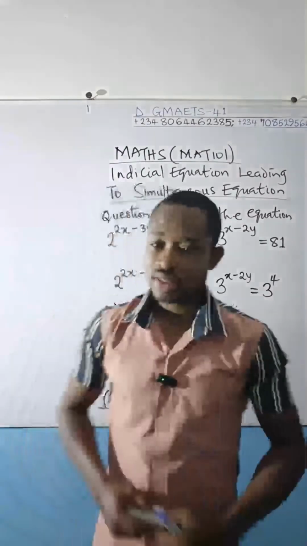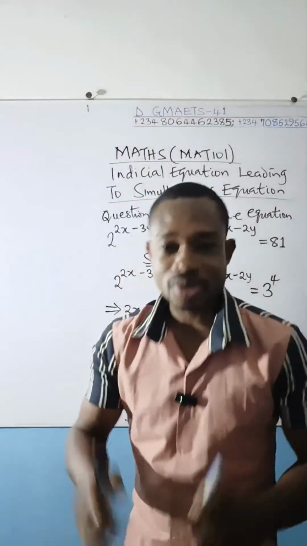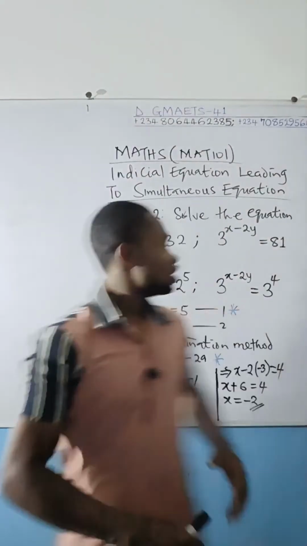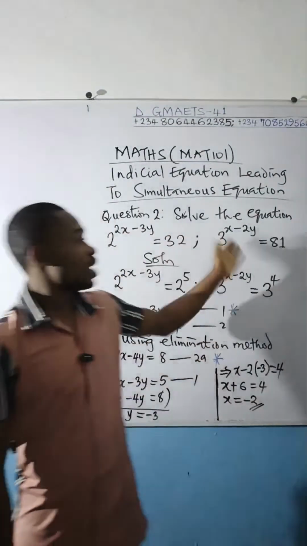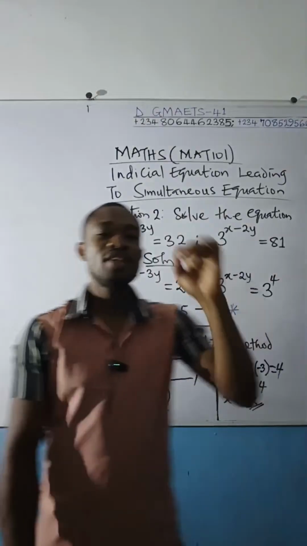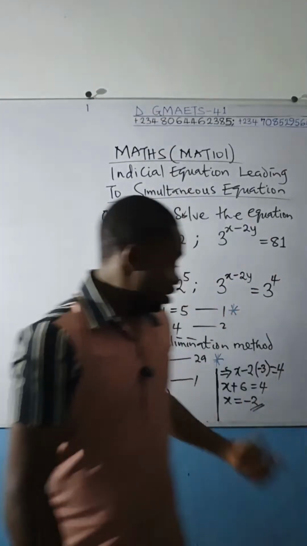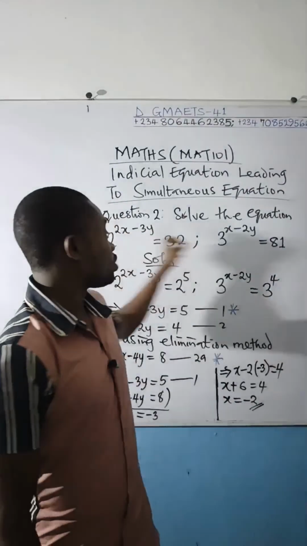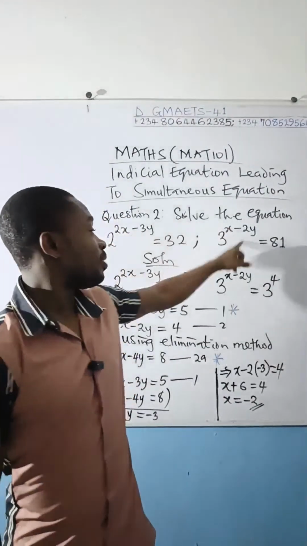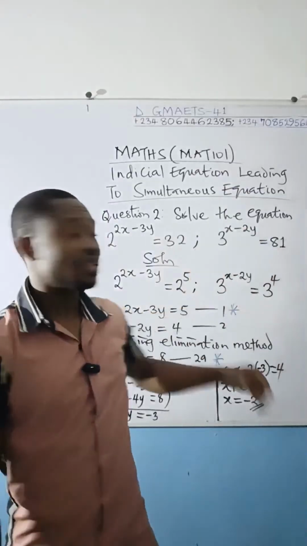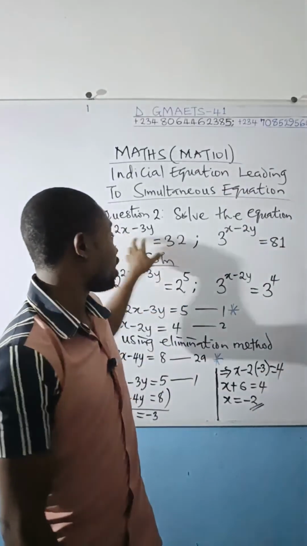x is equal to what? Minus 2. We've succeeded in obtaining the value of x and y in this equation. And you can actually verify that these values of x and y are correct. Take the value of x and y and substitute here. Then simplify and see that the equation will balance. If you fix the value of x here, simplify, you should get 32 here.